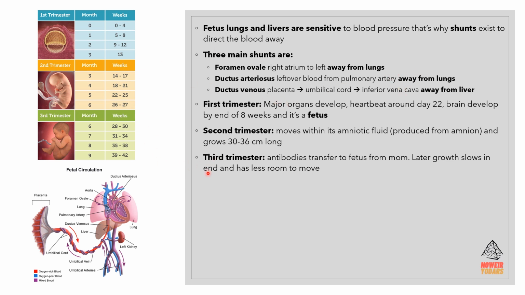So let's discuss the trimesters. The first trimester is when major organs develop and a heartbeat starts around day 22. The brain is developed by the end of 8 weeks, and now we can call it a fetus. Then in the second trimester, it moves within its amniotic fluid and grows 30 to 36 centimeters long. The kid begins to move, and you feel a kick. In the third trimester, antibodies transfer from mom to the fetus. Later, growth slows toward the end and the fetus has less room to move.